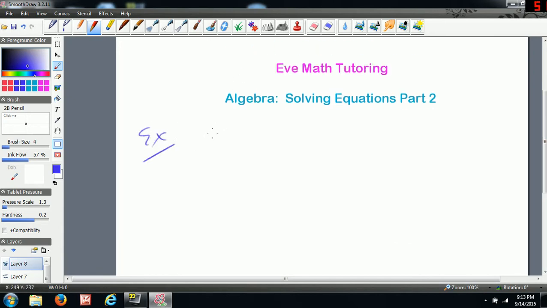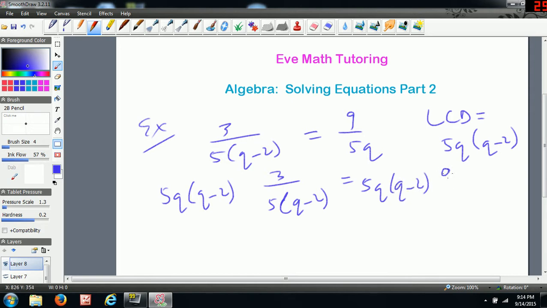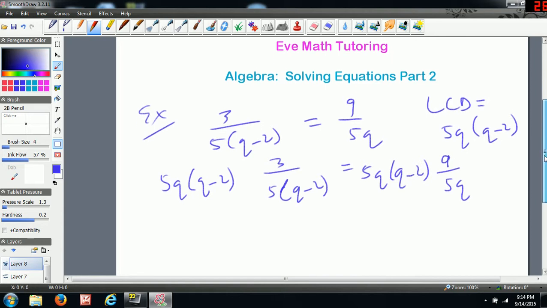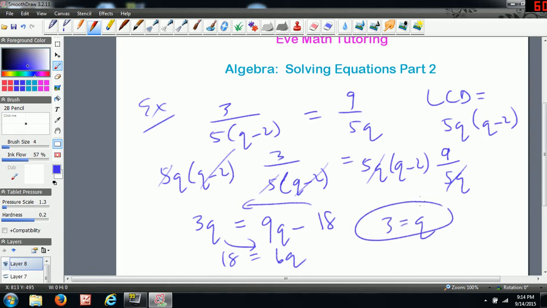I'm going to try one more example. Lowest common denominator is 5q, q minus 2. That will divide out the 5, the q minus 2, and the q. So we multiply both sides by the lowest common denominator. When we do that, these two cancel. We're left with 3q, 5 q's cancel, we're left with 9q minus 18. So this can go over here and that can go over there. 18 is equal to 6q, 3 is equal to q is our final answer.